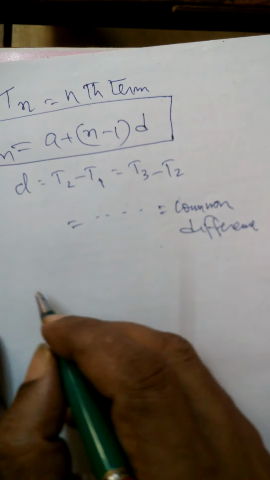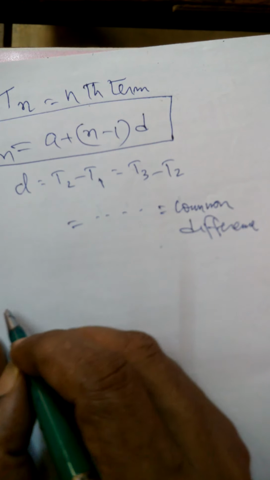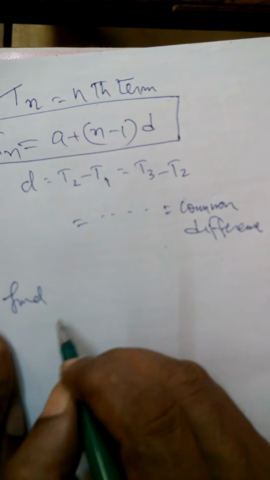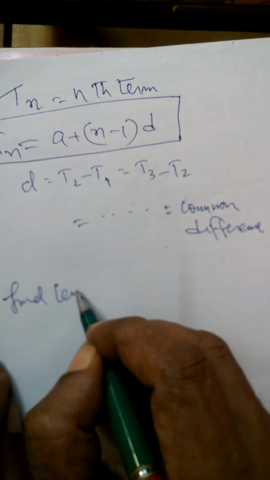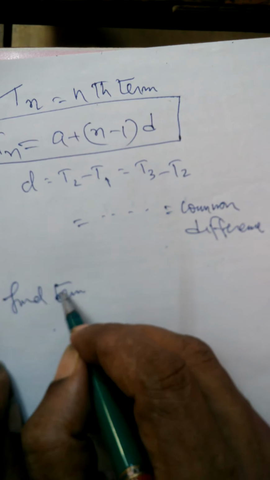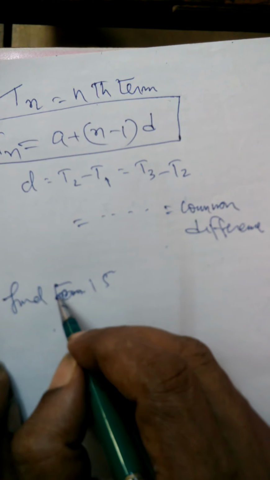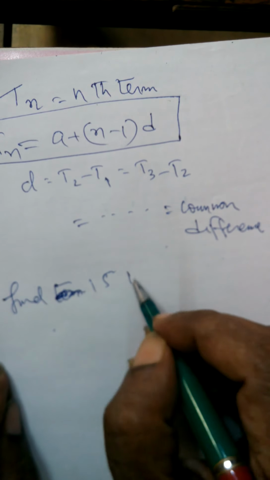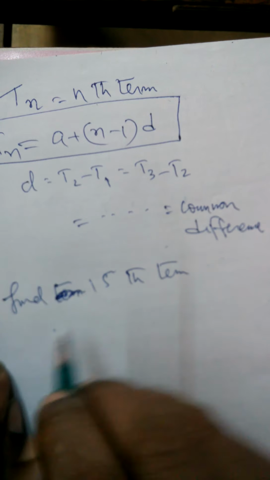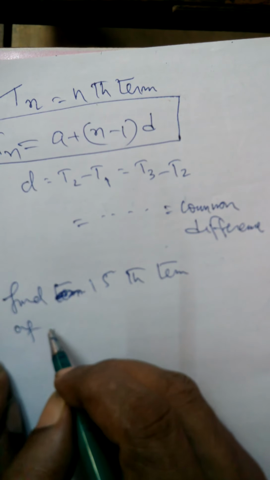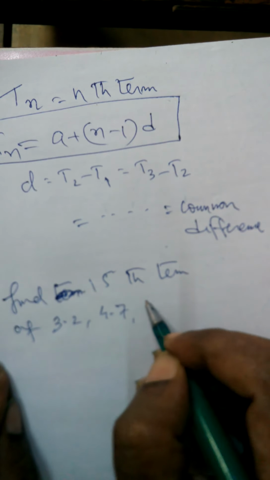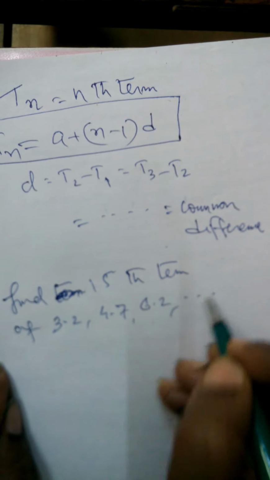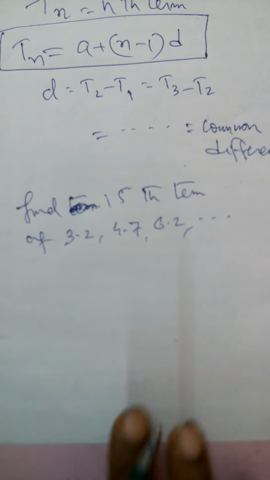Now we can have a question like this, which we can find out by the previous concept, but I want to use the formula. Find the 15th term of the sequence 3.2, 4.7, 6.2, etc. So it's a clear idea that the gap is there.